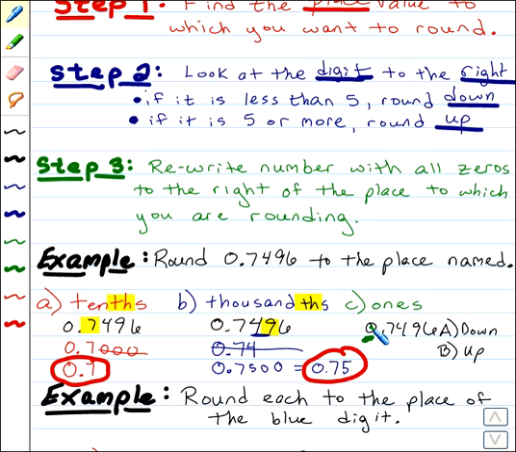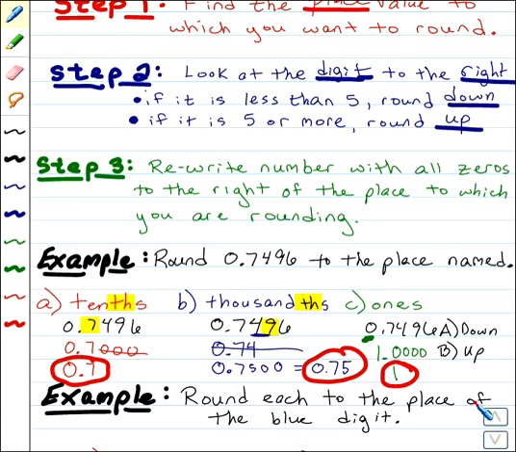So 0 is increased by 1. So we'll write 1, and then all the numbers to the right of the place that we're rounding to are zeros. But since we can write an equivalent decimal without the zeros at the end after the decimal, we can just write 1. And that is the final answer.